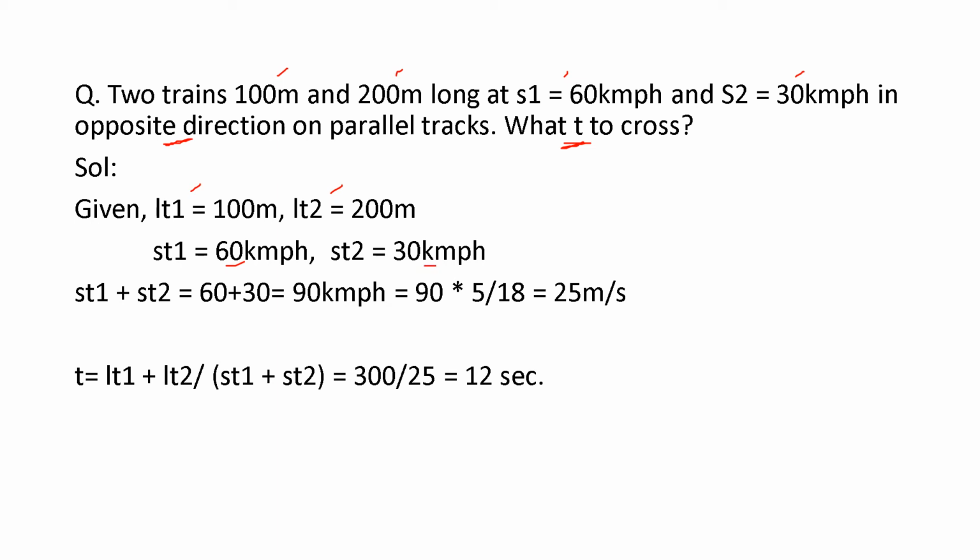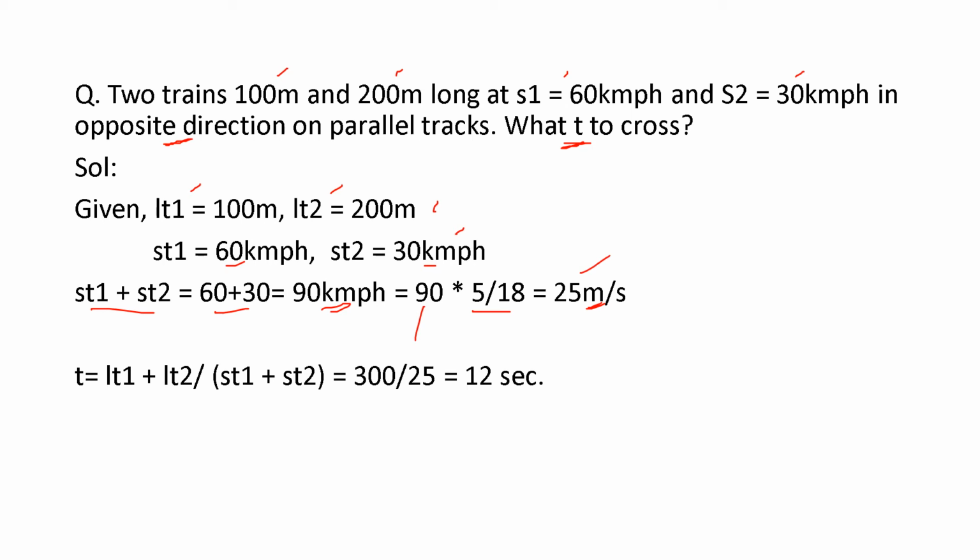So here the combination is that length is in meters and speed is in kilometers. Speed of train 1 plus speed of train 2 is equal to 60 plus 30, and that is 90 kilometers per hour. So we have to change it into meters per second. We know that for kilometers per hour to meters per second you have to multiply by 5 by 18. So speed is multiplied by 5 by 18 and you are getting 25 meters per second.